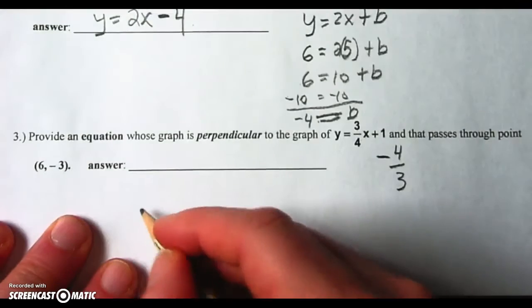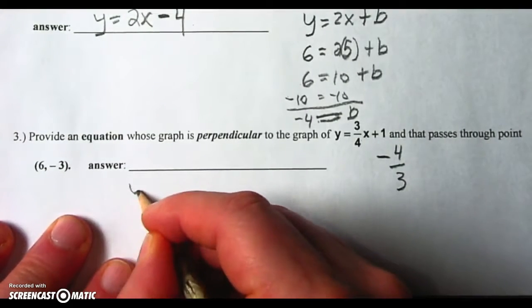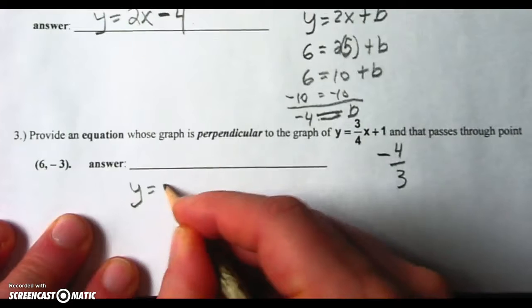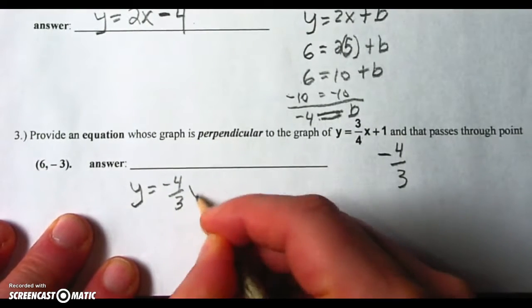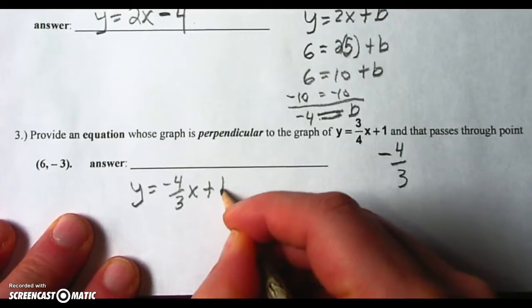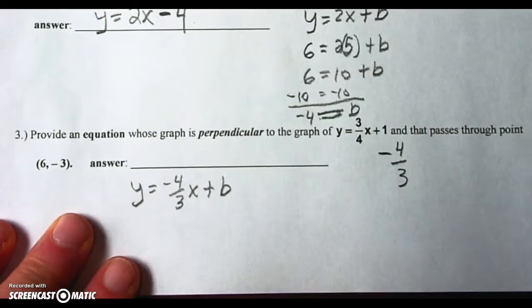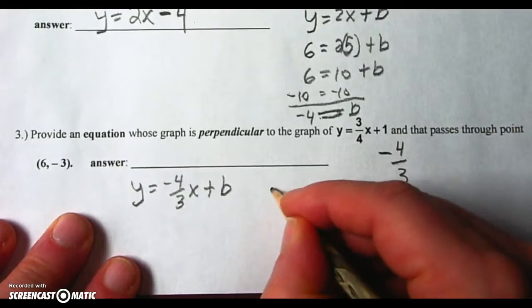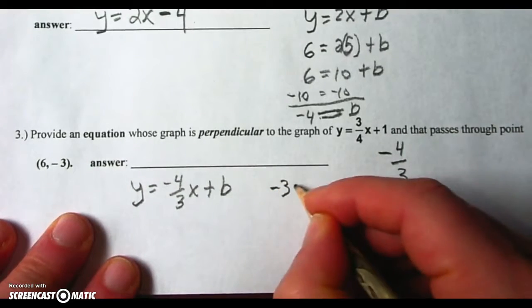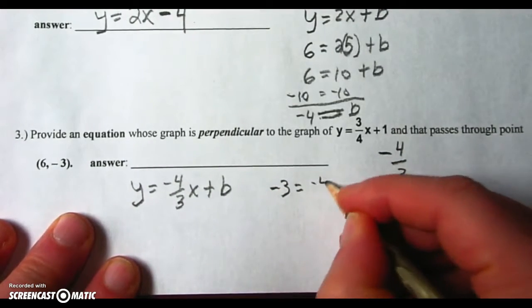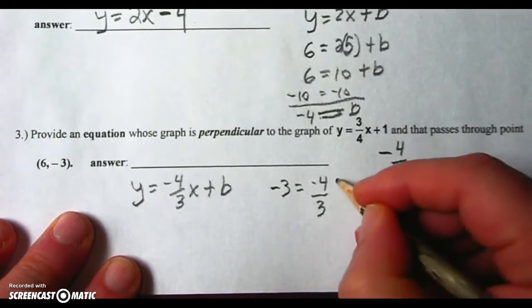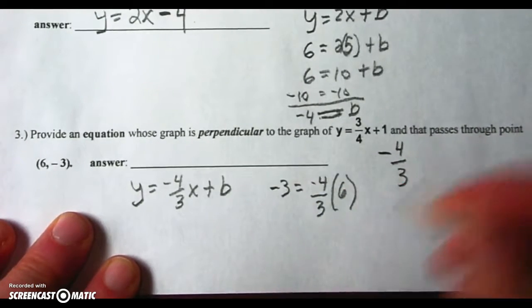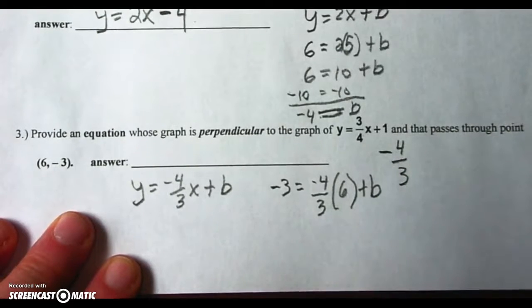But we have a point. We have to find that y-intercept. So y equals negative 4/3 x plus our y-intercept. But we do have a point. We have a point at 6, negative 3. The negative 3 is our y. So we can put that in. Negative 3 equals negative 4/3 times 6. And we're looking for our b.